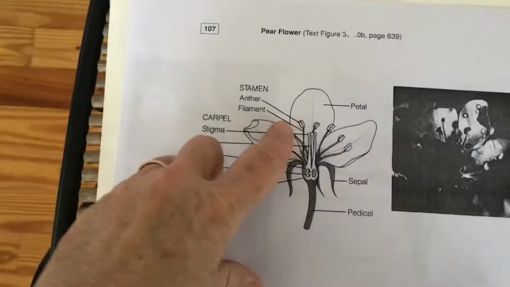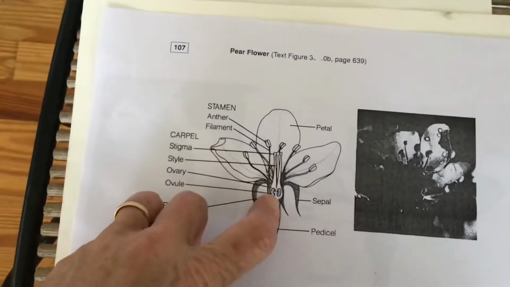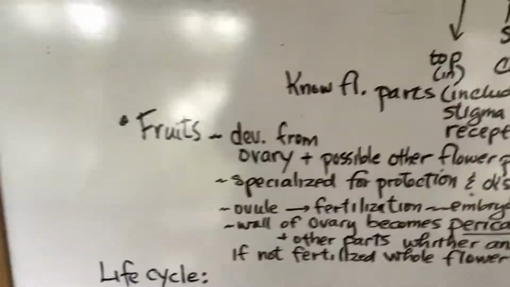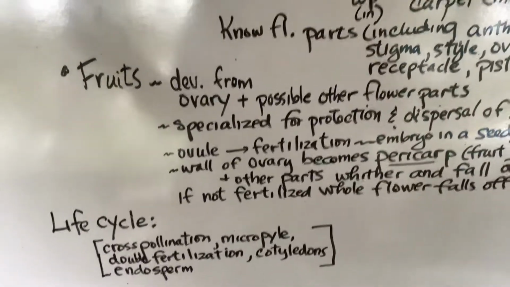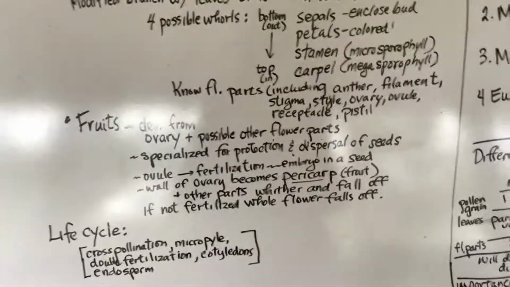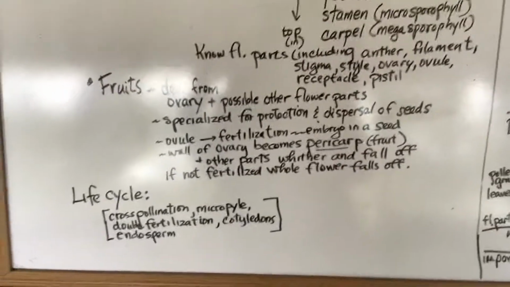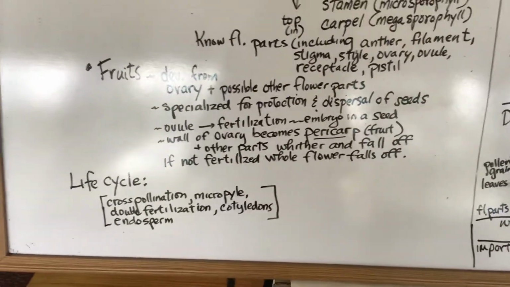All right, the other thing that's going to happen is that this ovary wall is going to develop, as the seed develops, into a fruit. Fruit, and possibly other flower parts, and we'll talk more about this in the lab, develop into fruits that are specialized for protection of the seeds and also for dispersal of the seeds.